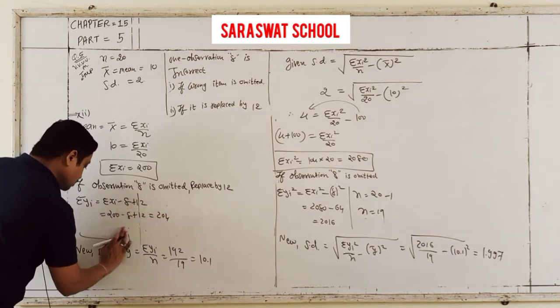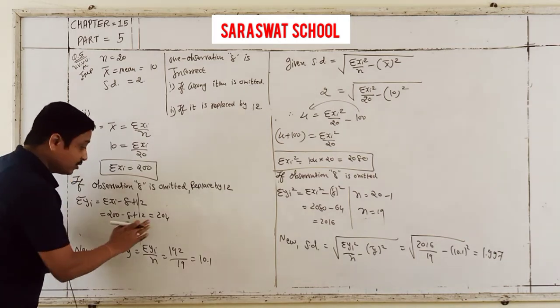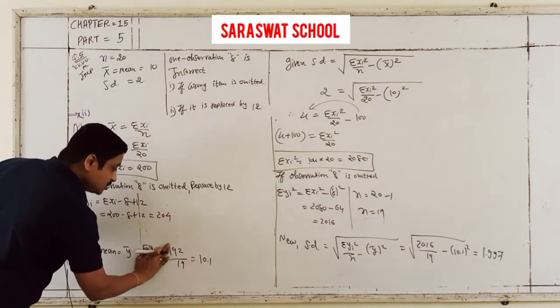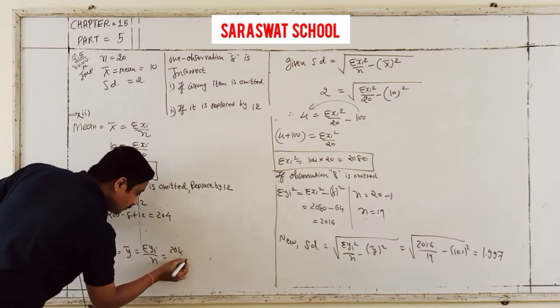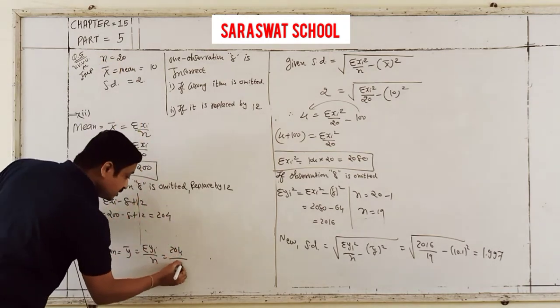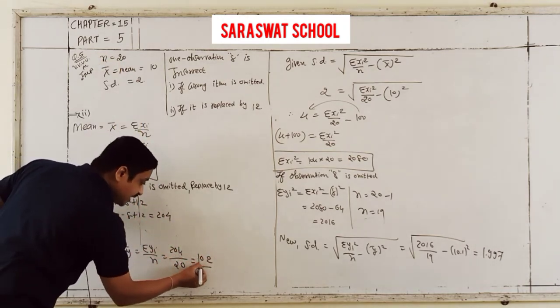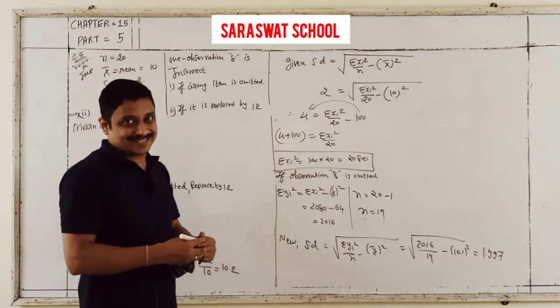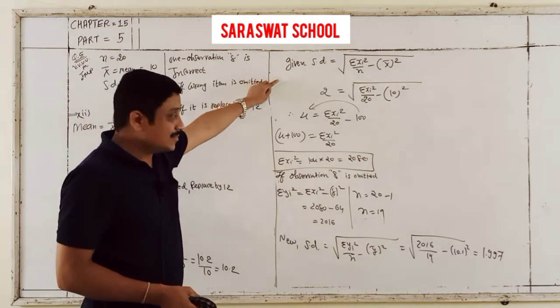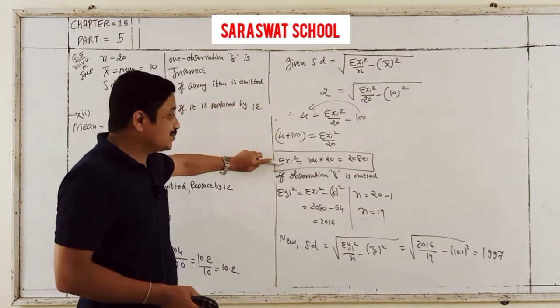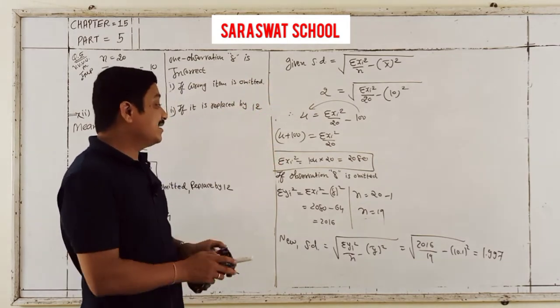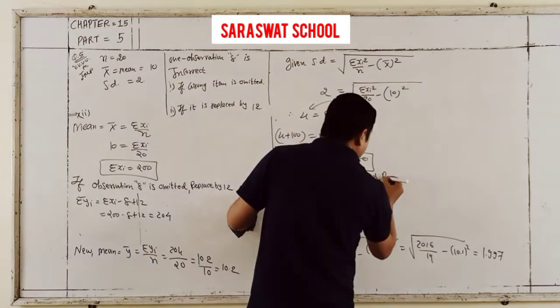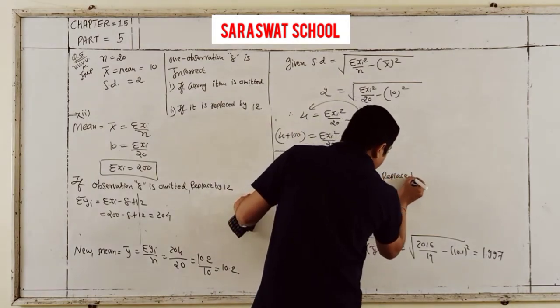That's going to be sigma yi, 204. And now my new mean is 204, n becomes 20. So 204 by 20, which is 10.2. This process is the same, up to that the same. And for the remaining, observation 8 is omitted and replaced by 12.